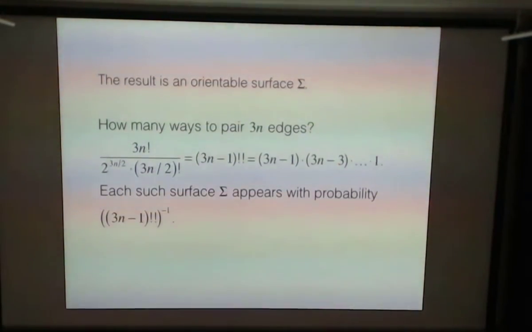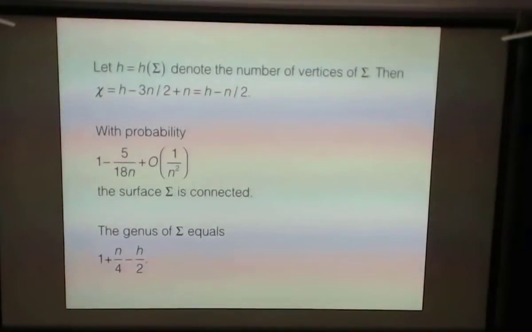So your surface does not have to be connected? Yes, sometimes, that's right, but I will come to this. But it is orientable. Even if we have two edges of the same triangle? Yes, it's all right. So the surface will be orientable, but it may not be connected. It may be disconnected, clearly.